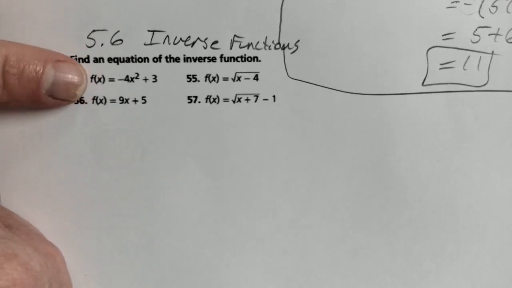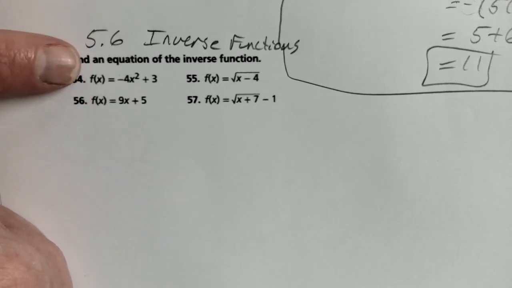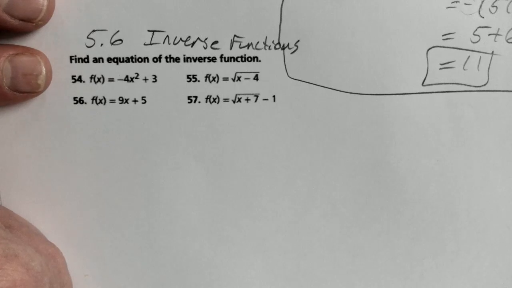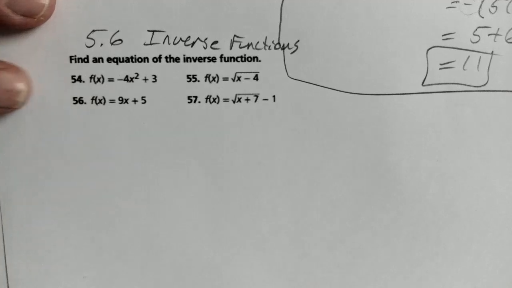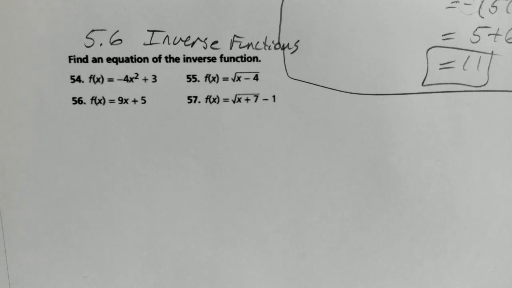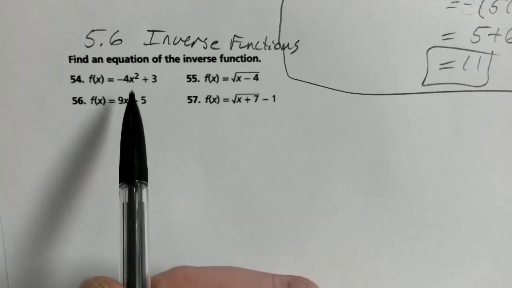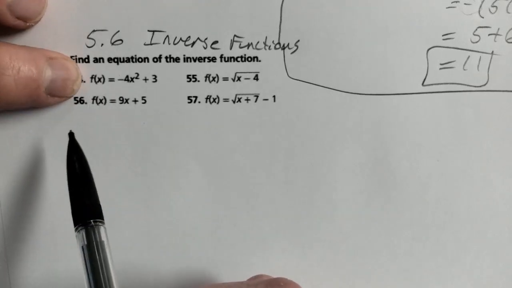So what are we going to switch in the process of finding an inverse function? What are we going to have to switch? Everything. Yeah, when you say everything, what are the two main pieces of a function? We have inputs and outputs, right? So what gets switched around are your inputs and your outputs. So we'll have to switch around our x's and our y's.